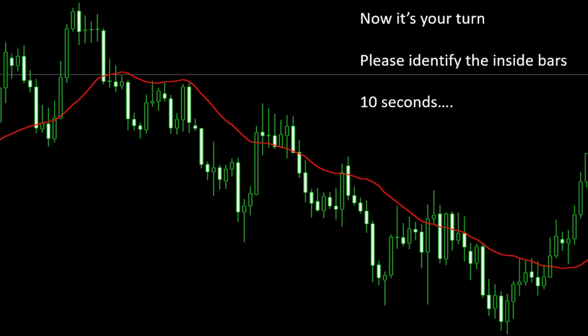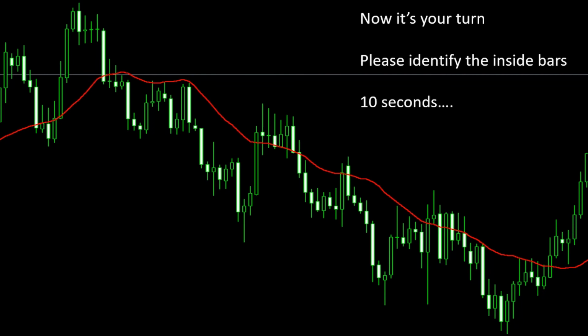Now it's your turn. Please identify the inside bars. This is a downtrend, right? This is clearly a downtrend.